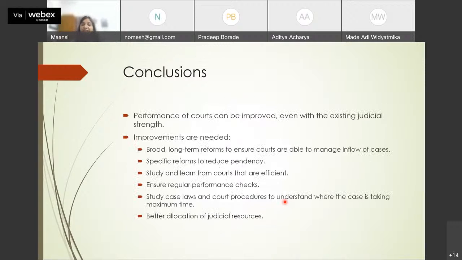In conclusion, one can say that the performance of courts can be improved even with the existing judicial strength. No doubt judicial strength has to be increased eventually, but the courts are capable of performing better with the current strength as well.